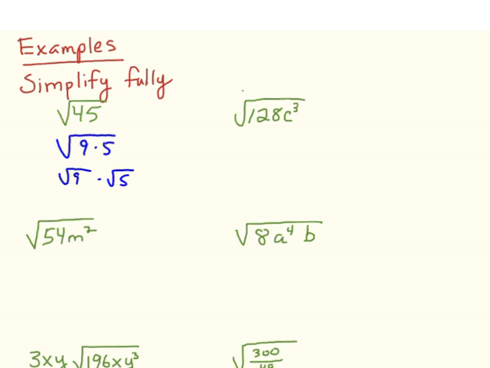But know that that's going on mentally. I'm using the square root of a product property. And then, what do you think the final answer here is? 3 root 5. That's the way we say it. 3 root 5.